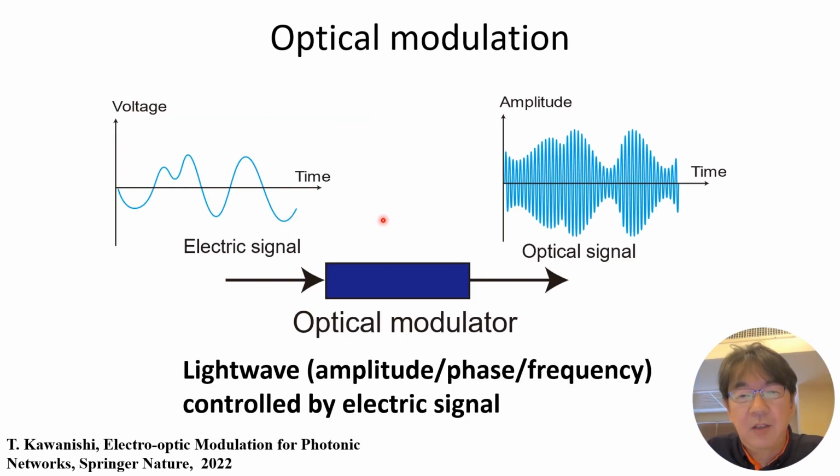Okay, here I'd like to explain the basic configuration of optical modulation. Here is an electric signal, and here is an optical signal. The optical modulator can generate the optical signal based on electric signal. In other words, the optical modulator would control the amplitude, phase, or frequency of light wave by electric signal. This is the basic function of optical modulation.